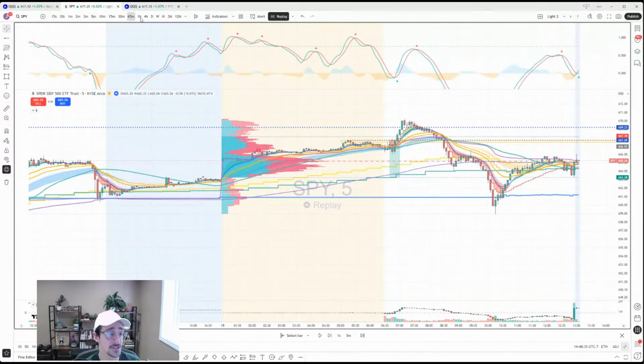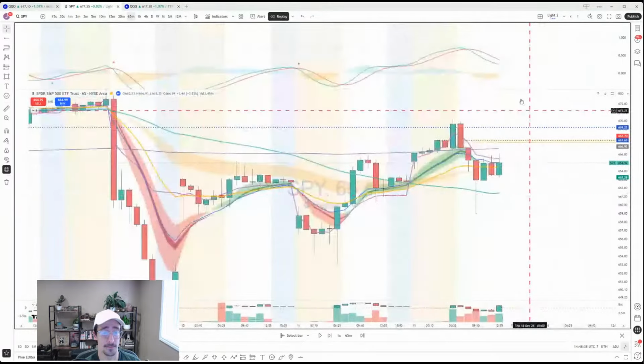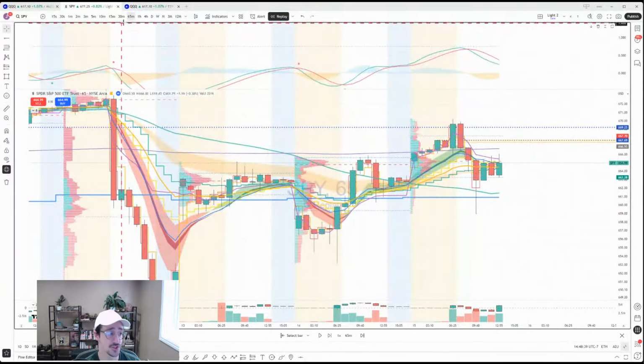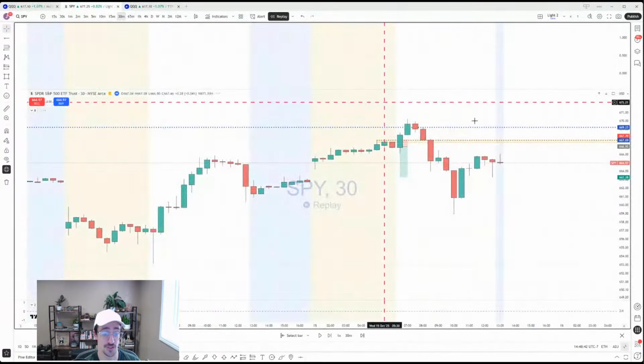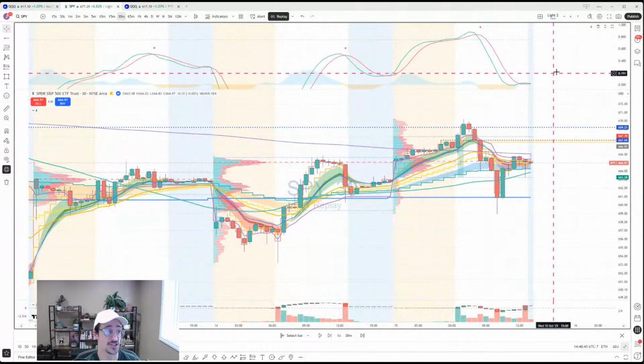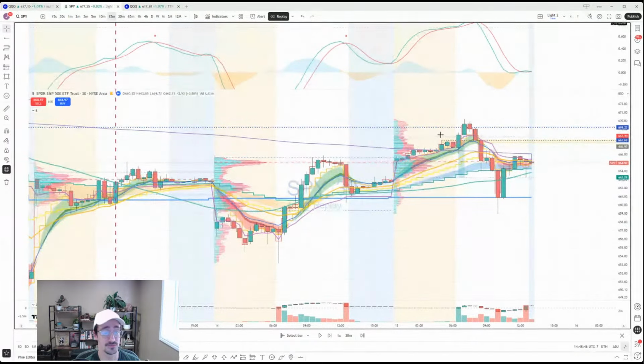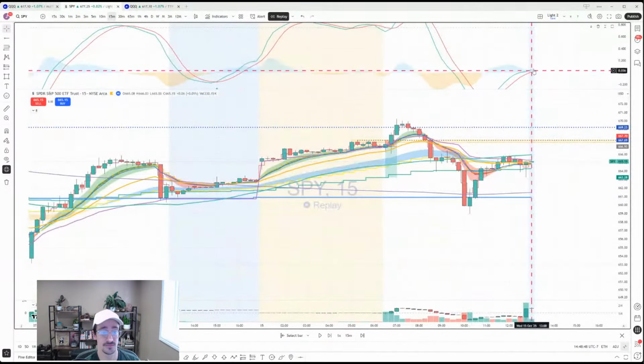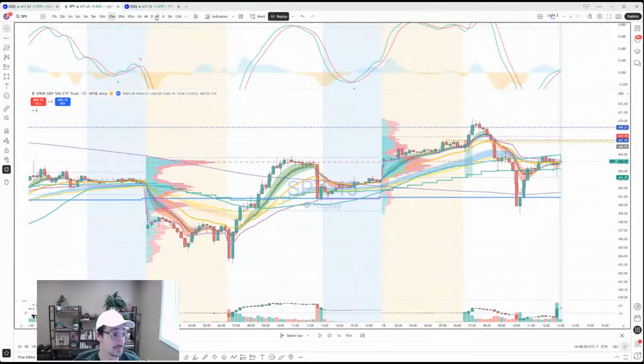All right, so let's see the hourly and see if we got, nope, no meaningful buy signal there. So I would not be swinging anything long, or at least swinging SPY long. I see indecision on the 30. And yeah, not much to note otherwise there. So that's one example there.